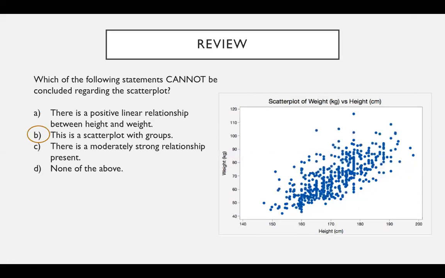So this is a scatter plot with groups, so we see that there's only one group here. There's not two groups, which is why it cannot be a scatter plot with groups, so it's just a scatter plot. If it were a scatter plot with groups, you would see two different types of data being represented on the graph. So right here, we only see blue circle dots represented, but if we saw another type of dot, that would be a scatter plot with groups.